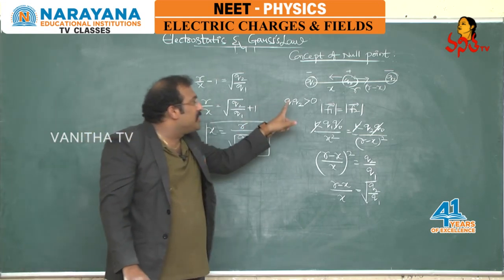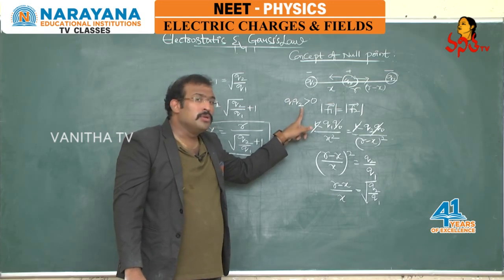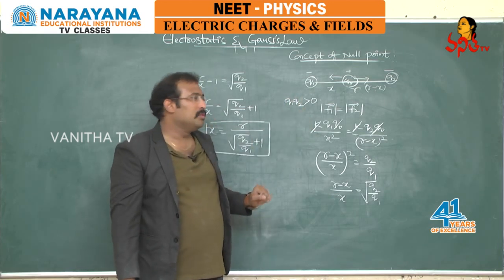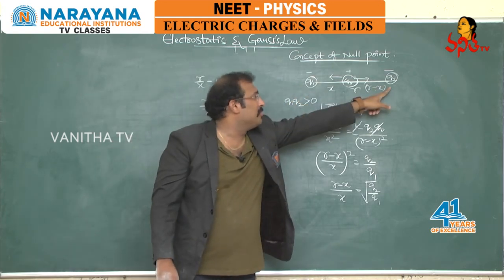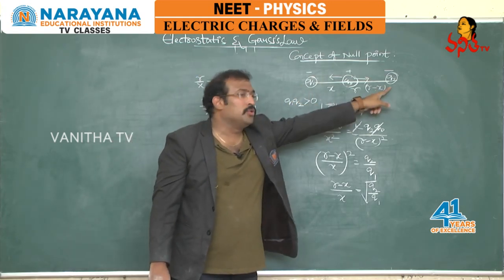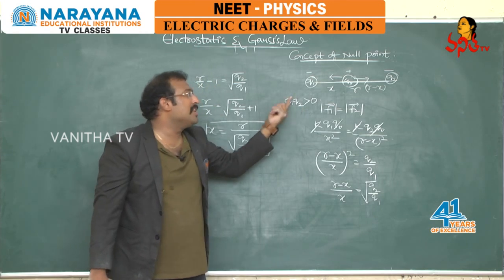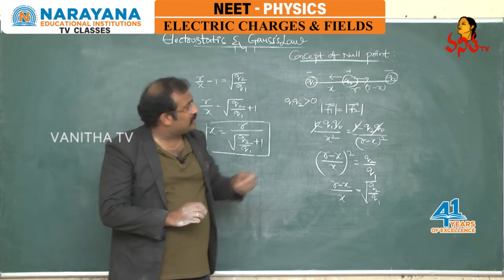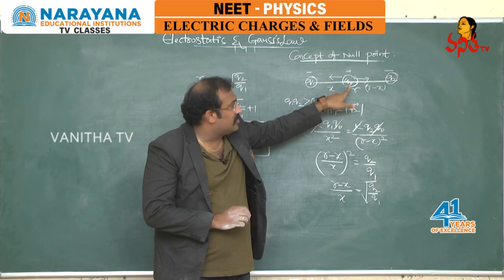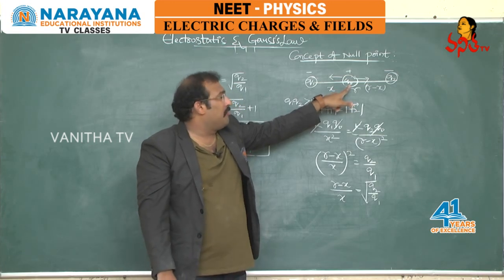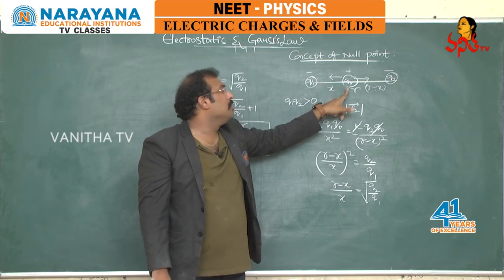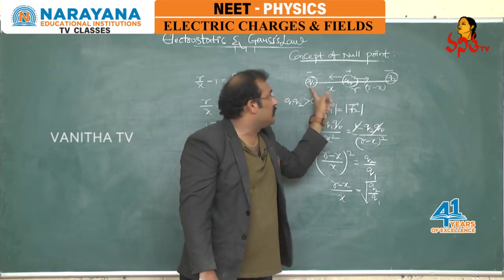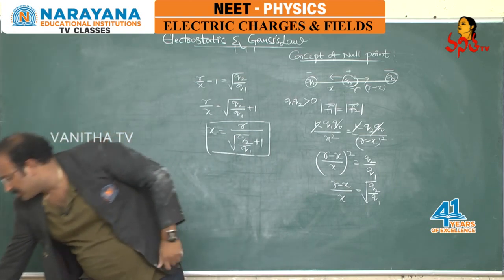if this product Q1 Q2 is less than 0, when it will be less than 0, if one is positive and one is negative, then we can write Q1 Q2 is less than 0. If it is less than 0, always this test charge experiences the null point or net force or net field equal to 0 outside the line joining the two charges. Let us see how is that.